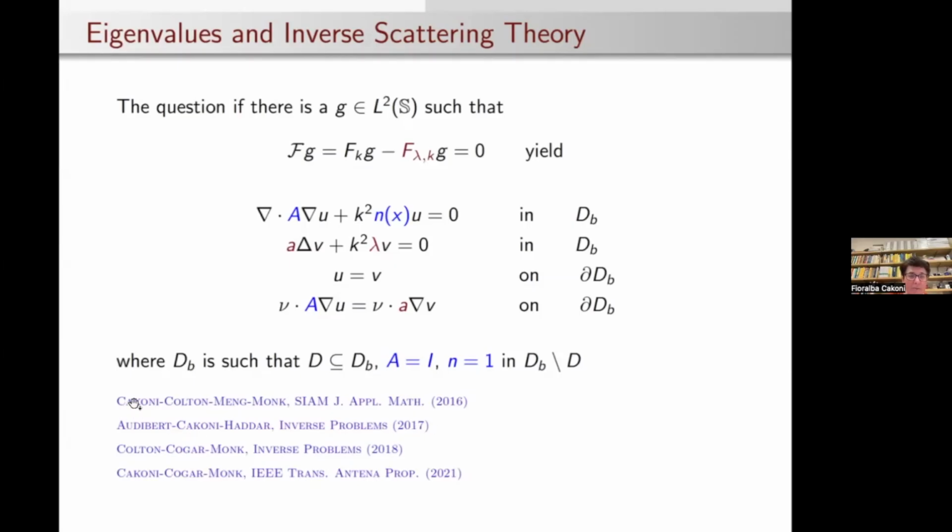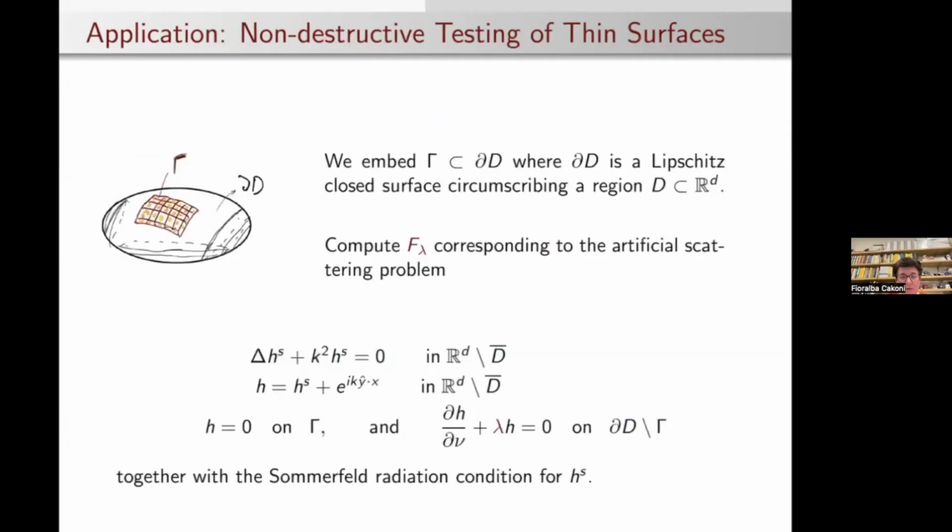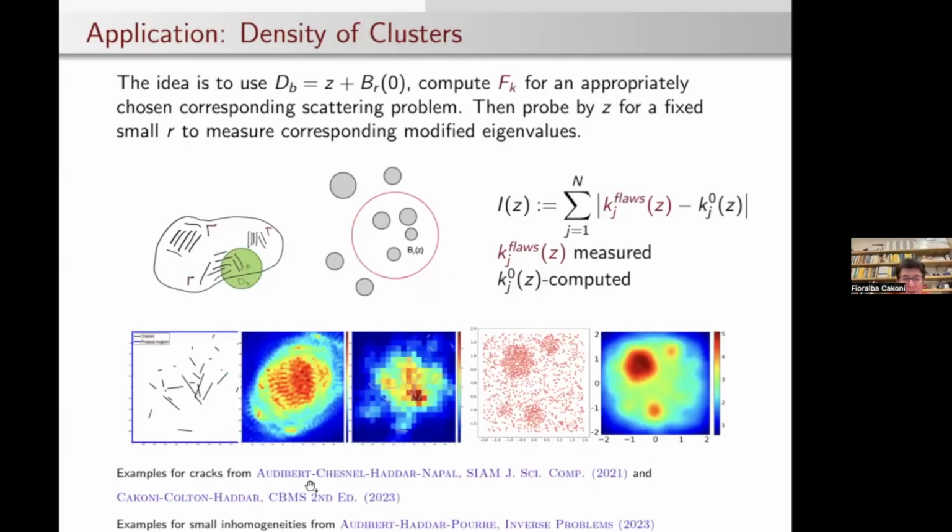I don't have time, but some work that you could look at are these papers here and the references in them. And I would like to mention one paper that is beautiful: a recent paper by Audibert, Chanel, Haddar, and this one, Audibert, Haddar, and Pourret, in Inverse Problems, where they use these modified eigenvalues to recover the density of small inhomogeneities. Okay, sorry for being out of time, and thank you for your attention.